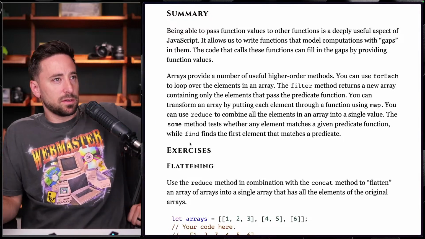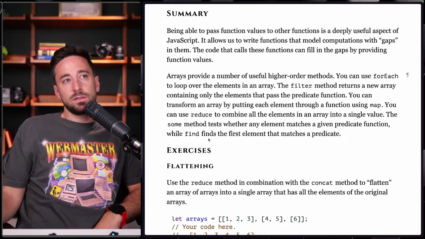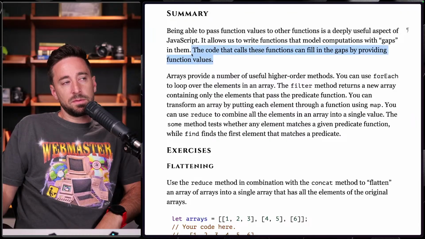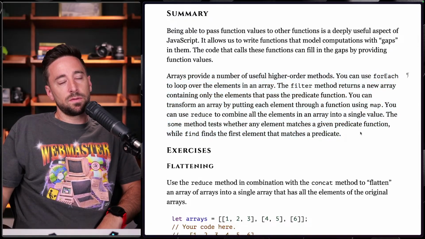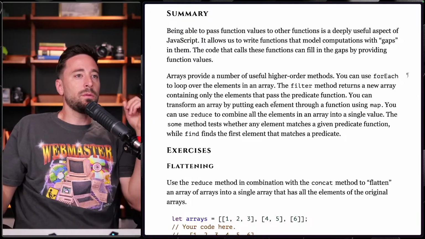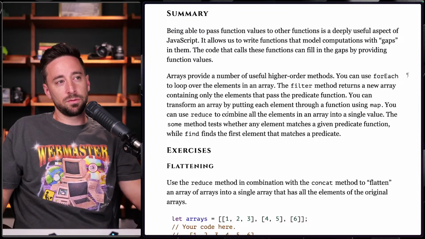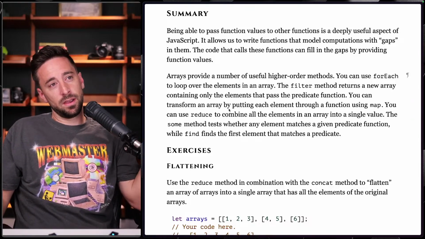Being able to pass function values to other functions is a deeply useful aspect of JavaScript. It allows us to write functions that model computations with gaps in them. The code that calls these functions can fill the gaps by providing function values. So you can pass functions, you can also get back functions as well. Arrays provide a number of useful higher order functions. You can use forEach to loop over each item in the array. The filter takes out things and passes back a new array. You can use map to do something to each item and pass back a new array. You can use reduce to get back a number or an object or an array or whatever you want.